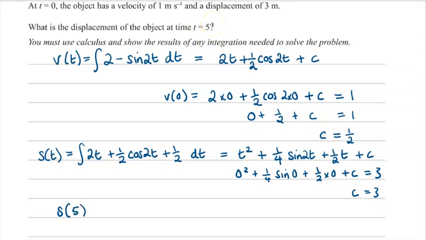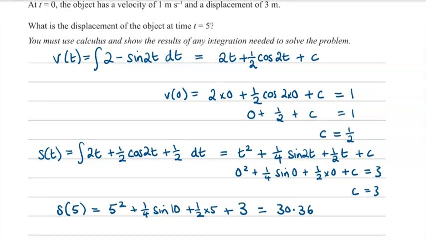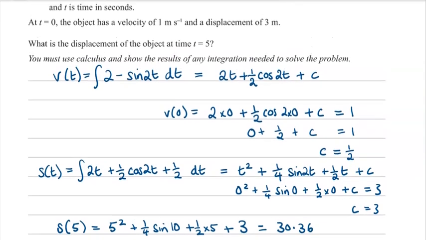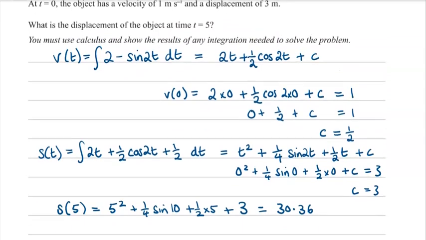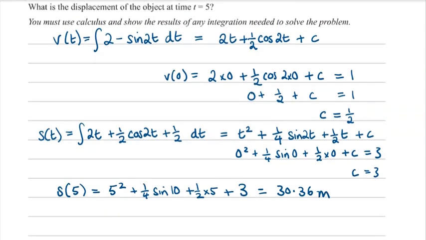So putting in the 5, we're going to do 5 squared plus a quarter sine of 10 plus half times 5 plus 3 equals. Just do that on the calculator, we get 30.36. A quick look up for the measurements we're doing. Displacement will be measured in meters.